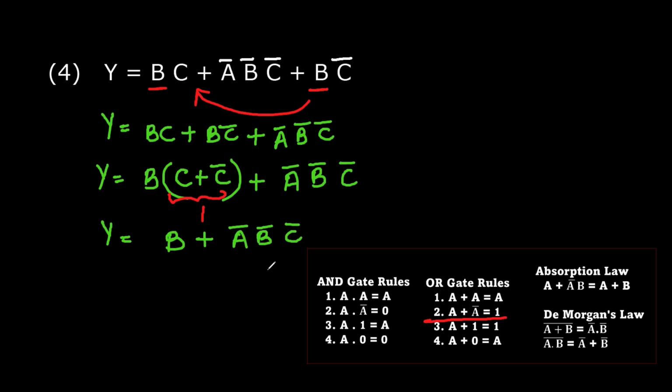Now what you see over here is kind of your absorption law. So what does absorption law tell us? Absorption law is when you have an isolated term with the complement of that particular term and more terms, that is going to return us the value of the isolated term, or together with the rest of the terms without the complement of that term.